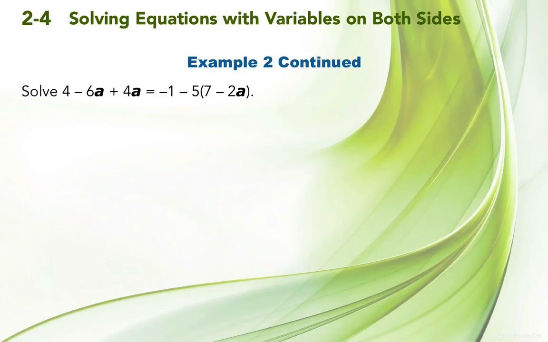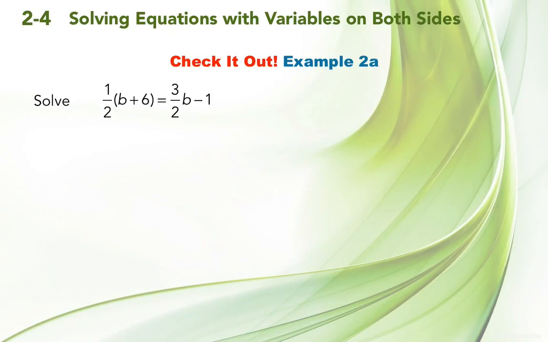This one we just did. Next one here, we have to distribute. So let's get on that. We're going to do this 1/2 to both of these. So 1/2 times b is just going to be 1/2 b. That's not going to change. But then we're going to do 1/2 times 6. Now I'm going to do this straight out here. 1/2 of 6 is going to be 3, just to save some time.